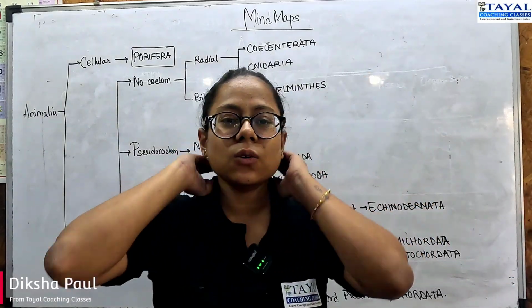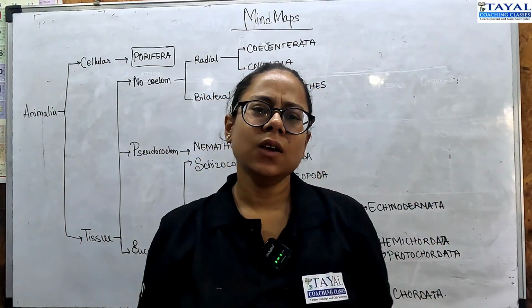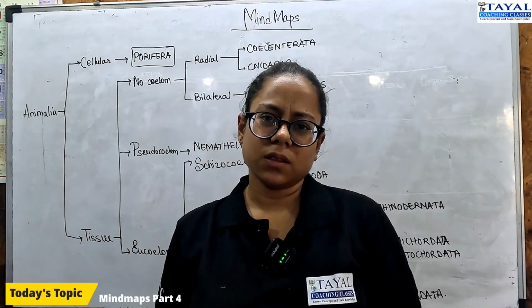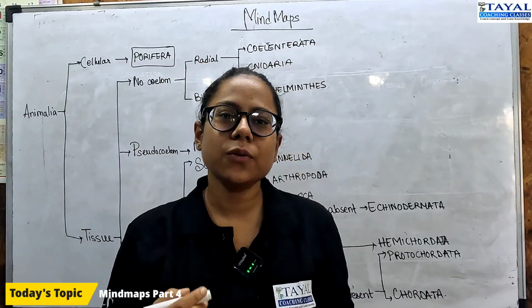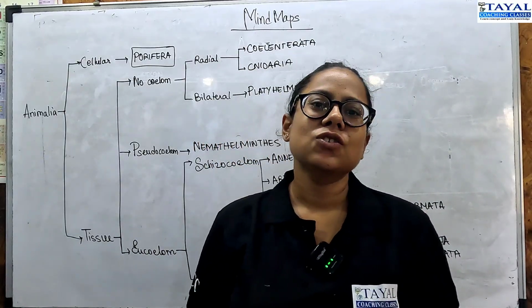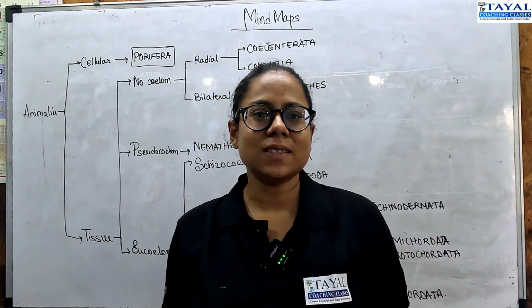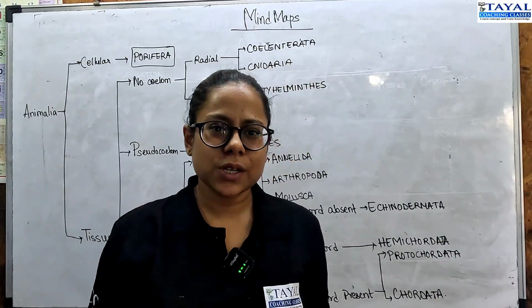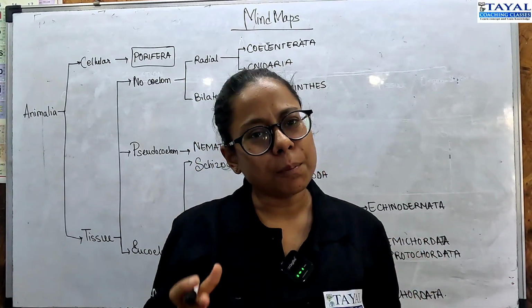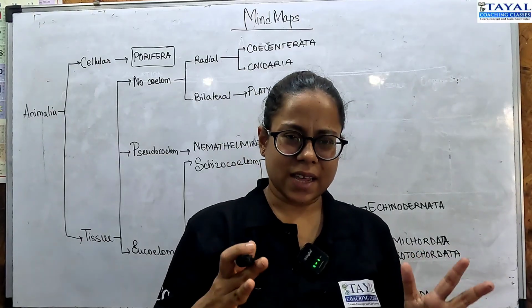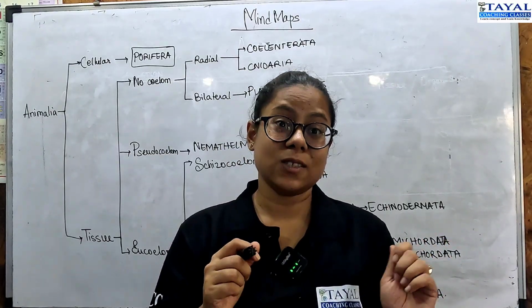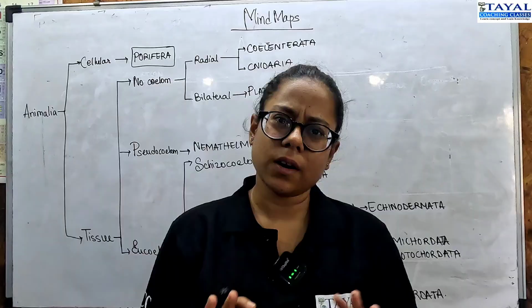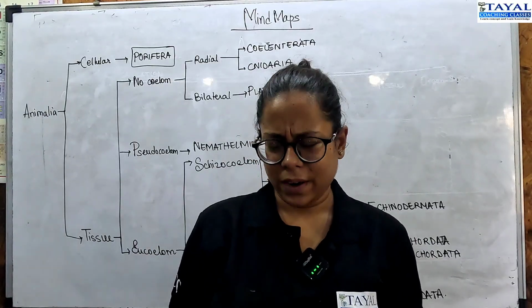Hi guys, so as we've been discussing, we will be continuing with our mind maps. So today we will be doing animal kingdom, right? In the previous video we discussed the basis on which animal kingdom was classified. Today we will look at the classification up to chordates, and then the presence of notochord, protochordata and chordata we'll do in a separate video, right?